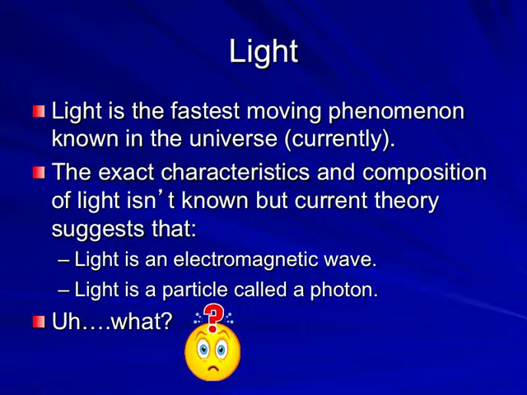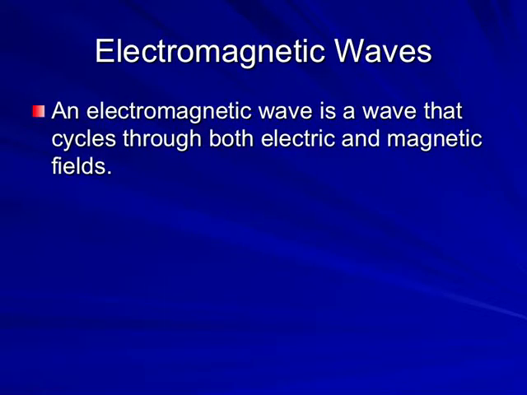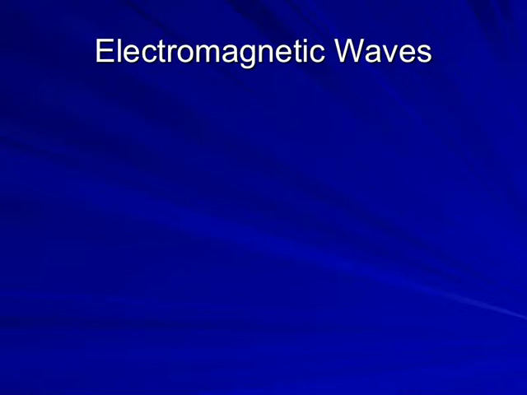Let's step back a second. I'm going to give you a definition of an electromagnetic wave. But before we get there, let's think. A typical wave cycles between things, right? So like a sound wave cycles between high pressure and low pressure.